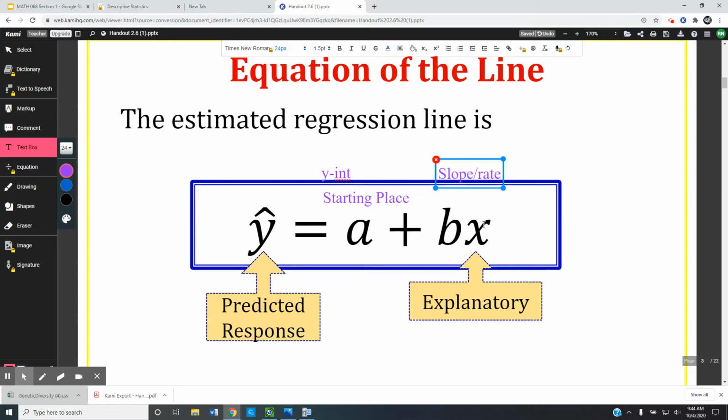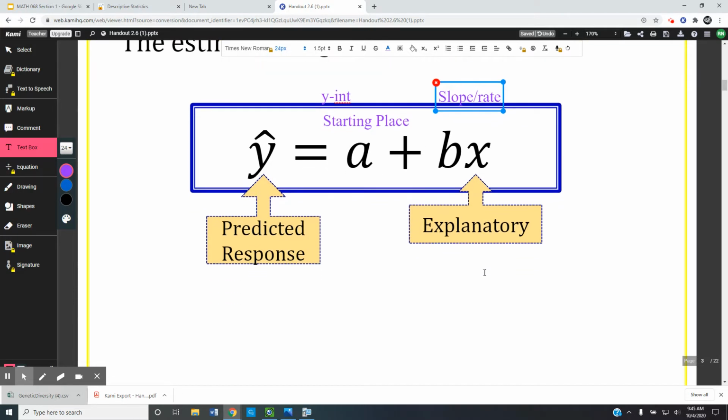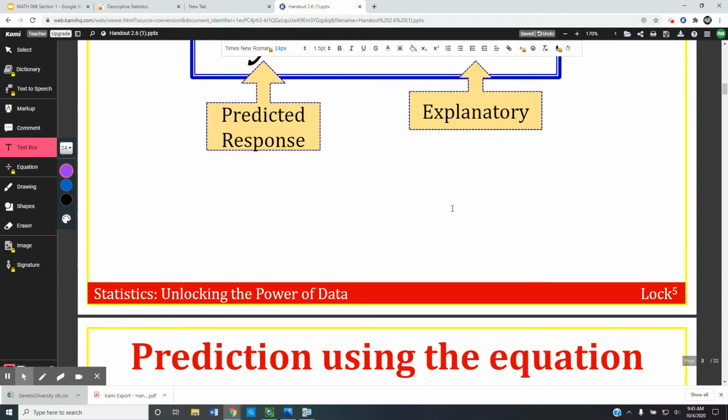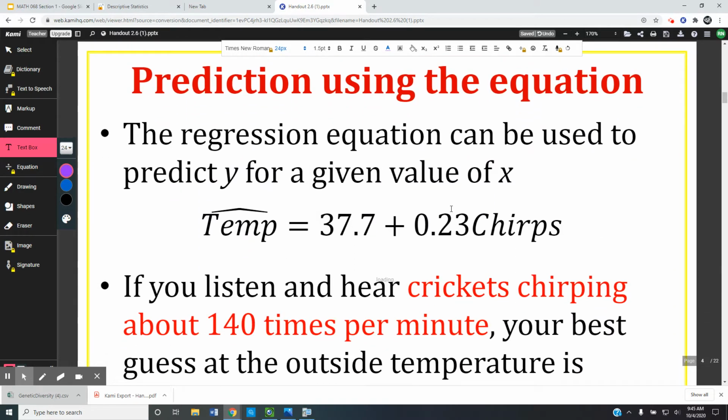The explanatory x drives the prediction y. These will be data points or points that we create. The a will be a value of start, and the b will be a slope that we change by. Here's a typical example of a regression equation. It says the regression equation can be used to predict y for a given number of x.